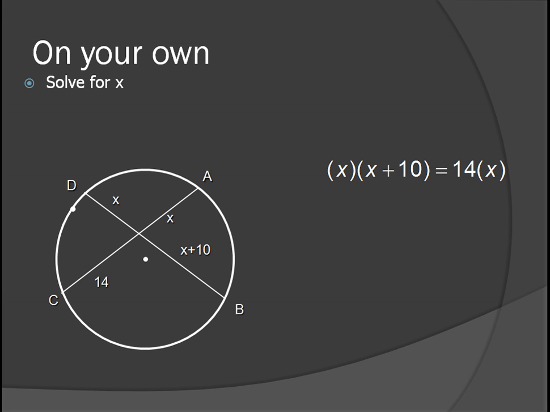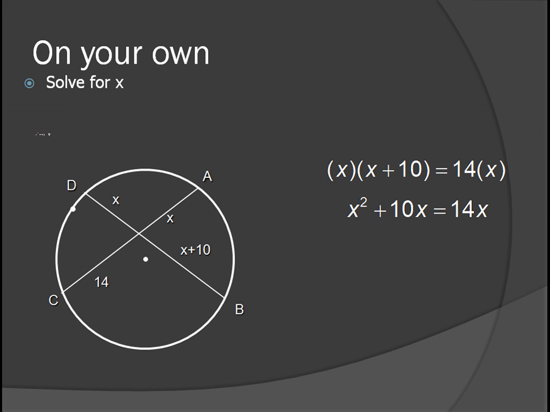Let's do another example. Same idea here. I've got x and x plus 10 and x and 14. So x times x plus 10 is equal to 14 times x. This problem ends up being a little bit easier than the last, although the last one was pretty straightforward. We multiply out, and then we can start solving.